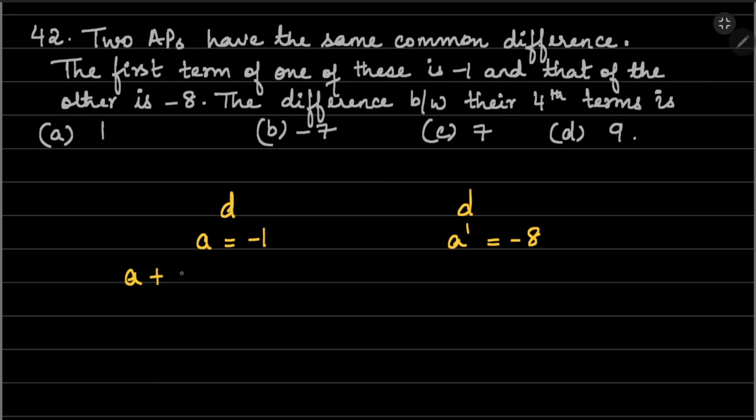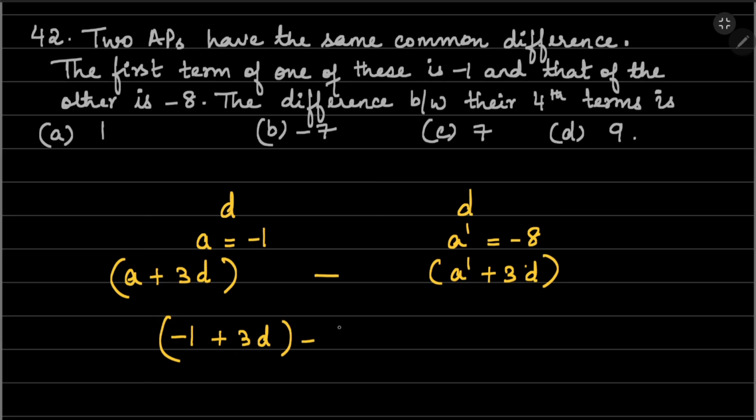So here it would be A plus 3D, right? That will be the fourth term. And here it will be A dash plus, again, the fourth term is 3D. I'm not writing D dash because D is common across both the terms. You have to find the difference, so you have to subtract them. In place of A, I'll write -1 plus 3D, minus A dash. What is A dash? -8 plus 3D. This is what you have to find out.